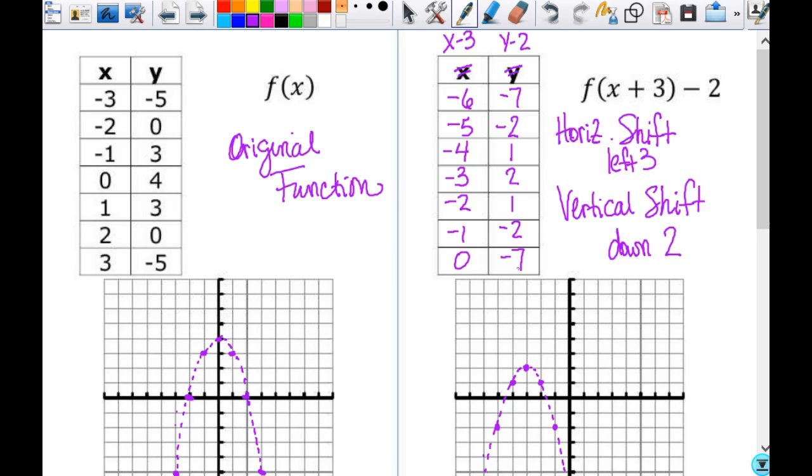Any questions about that? That's just kind of a review from yesterday. But being able to describe what's happening in words is important as well. So your words, your table, your graph. We're all good? All right.